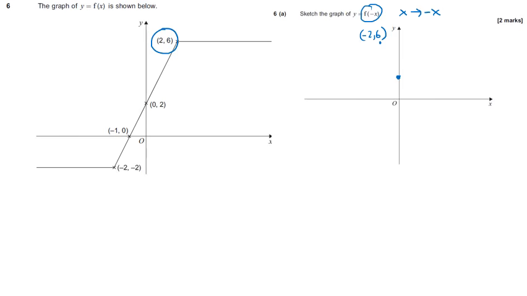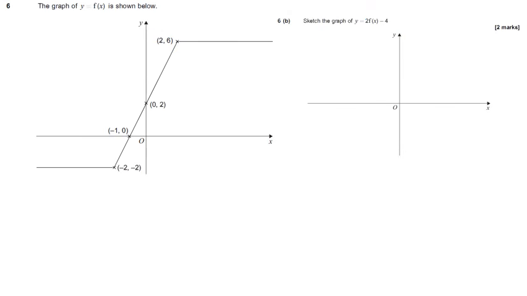The value that was on the y-axis, 0, becomes minus 0, which is still 0, so that doesn't change. The point down here, minus 1, gets mapped to 1, and then minus 2 gets mapped to 2. So it just flips it in the y-axis, reflects it in the y-axis. So it looks like that.